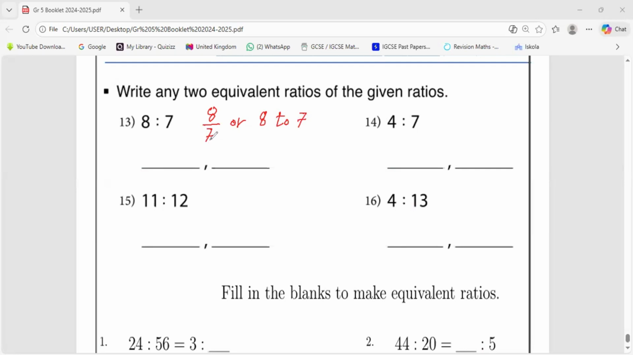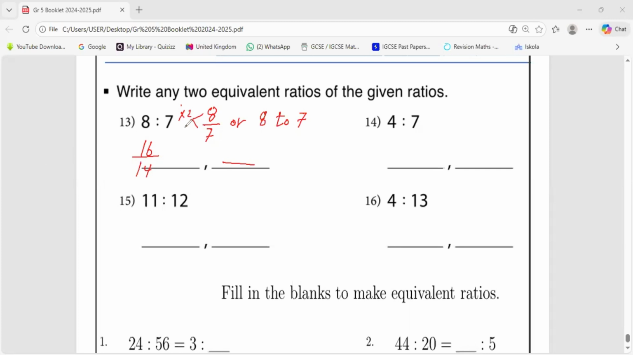A ratio, as I said before, compares quantities. You know what an equivalent ratio is. We use multiplication or division to get the equivalent ratio. Here, we can multiply both terms by 2. 8 multiplied by 2 is 16. 7 multiplied by 2 is 14. It is equivalent also. Here we can also multiply by 3.